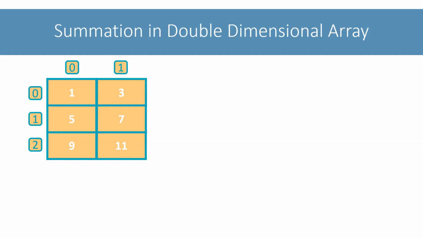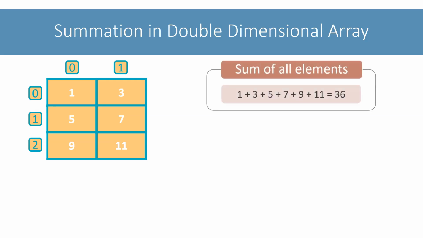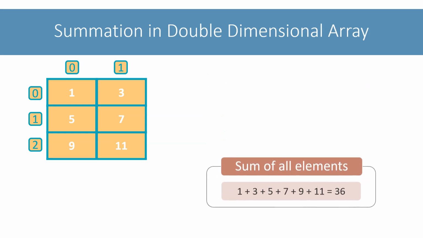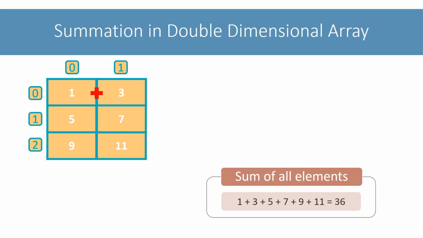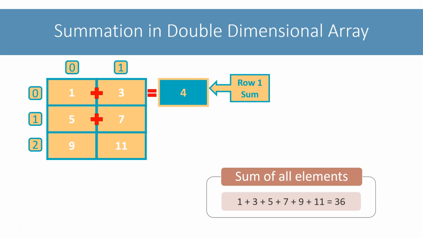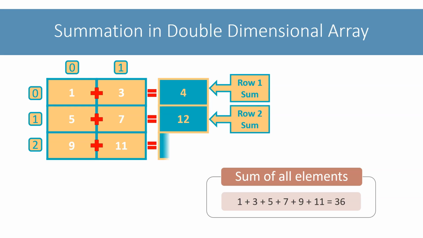Sum of all the elements of the array is straightforward. You add up all the elements of the array and you will get the sum of all the elements. Row-wise sum of the array means computing the sum of each row of the array. Adding 1 and 3 gives the sum of the first row as 4. Adding 5 and 7 gives the sum of second row as 12. Adding 9 and 11 gives the sum of third row as 20. So this is how we compute row-wise sum.